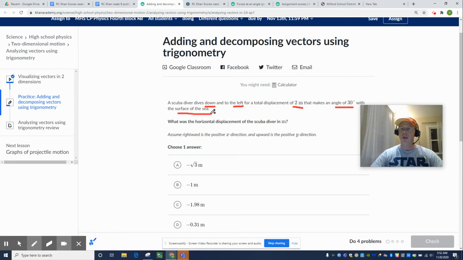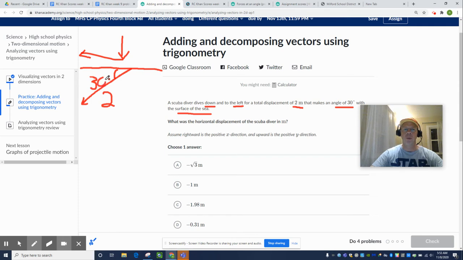Understanding vectors is all about visualizing what's going on. Let's draw horizontal, the surface of the sea, and down and to the left. You have to visualize what direction the scuba diver is going. There are lots of different ways to say it. You could say southwestish, or you could say in the third quadrant. They describe it as 30 degrees below horizontal. Pardon my sloppiness.